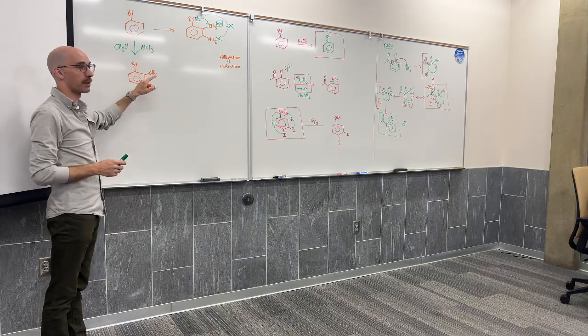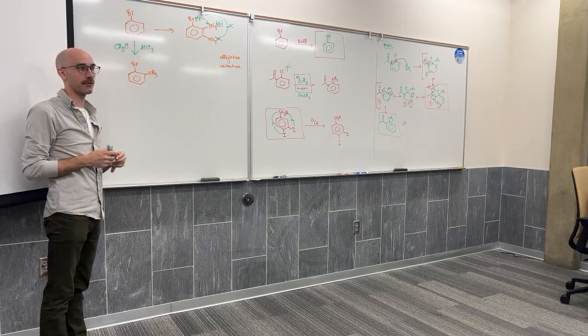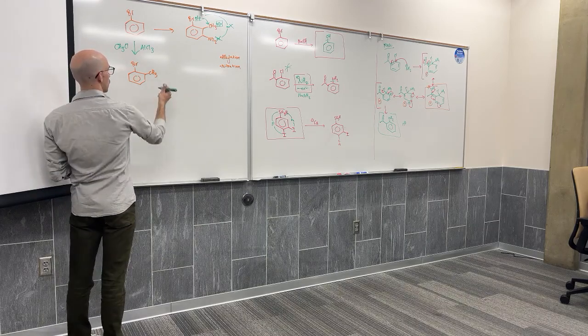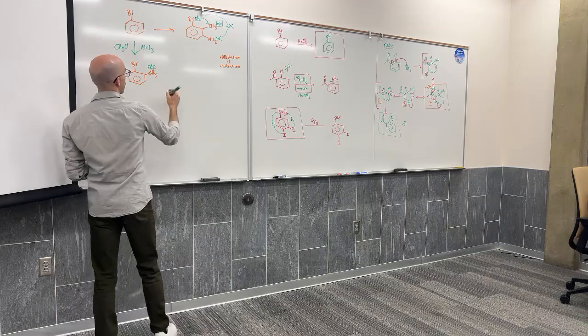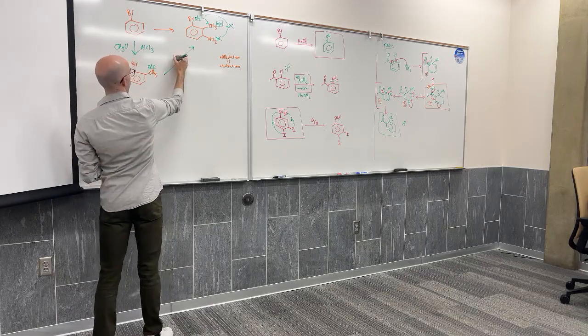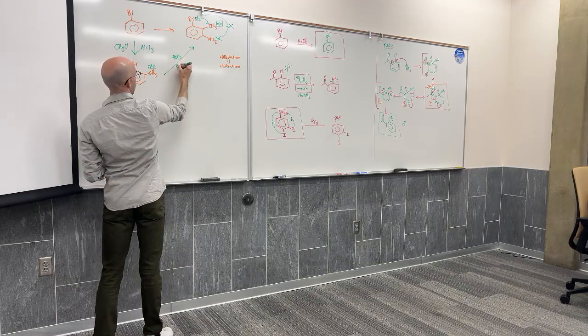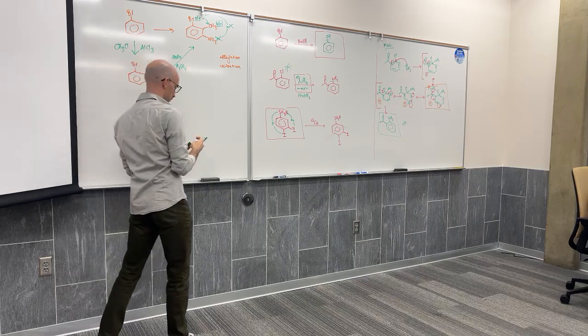Now I have 2 ortho-para directors, but which one is going to have the role of director? The CH3. It's a stronger activator. So now I can run nitration, HNO3, H2SO4.